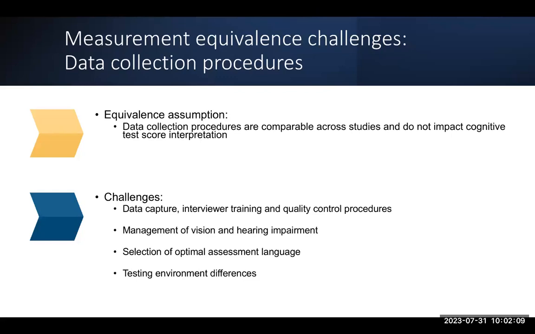There are also population level differences that impact data collection. So things like, we know that there is differential distribution of uncorrected vision and hearing impairment, and those have implications for how we assess cognition. And so the demands on that differ across studies. Selecting the optimal assessment language, right? In primarily monolingual countries, this isn't much of a consideration at all. But in countries where there's a high prevalence of multilingualism, this is a factor that impacts how the data are collected, and it could potentially impact test scores, because we know that being tested in one's non-dominant language disadvantages cognitive test performance.